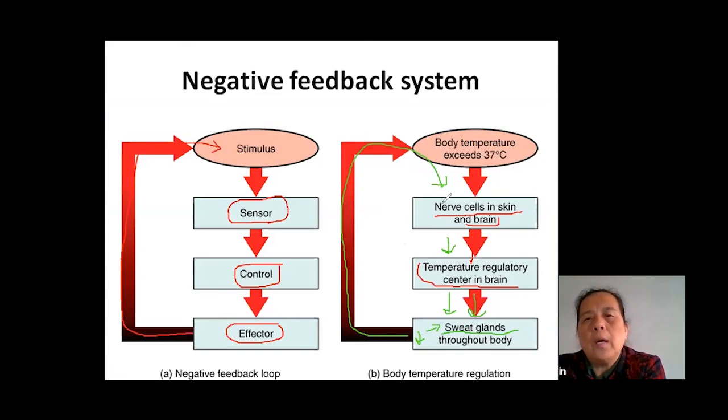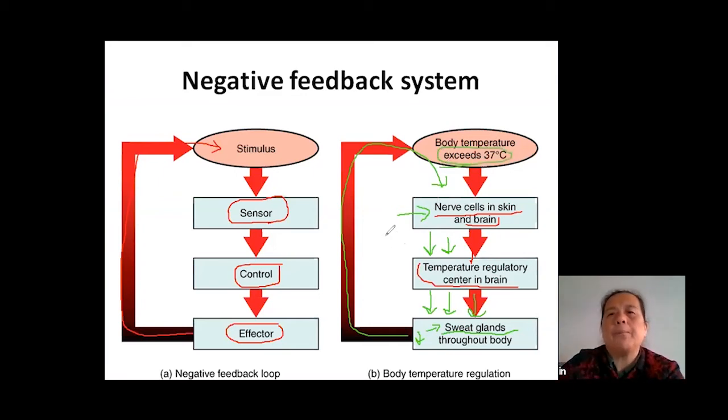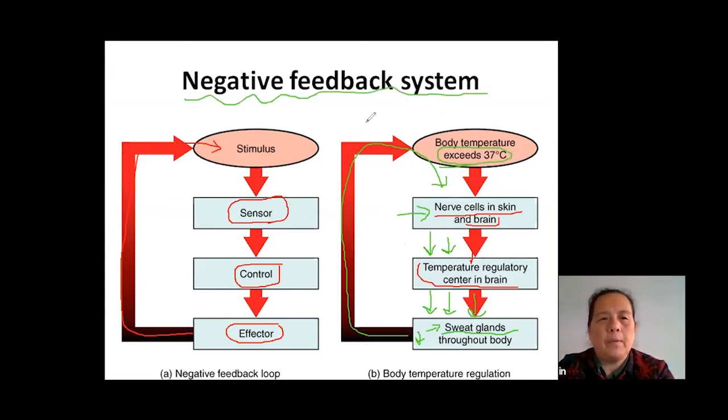It's a kind of control that continually receives information, continually sends it to the control center, and continually gets effector actions. That's the way to keep the body temperature around 37 degrees. So that's the negative feedback system, exactly the same as we talked about before.